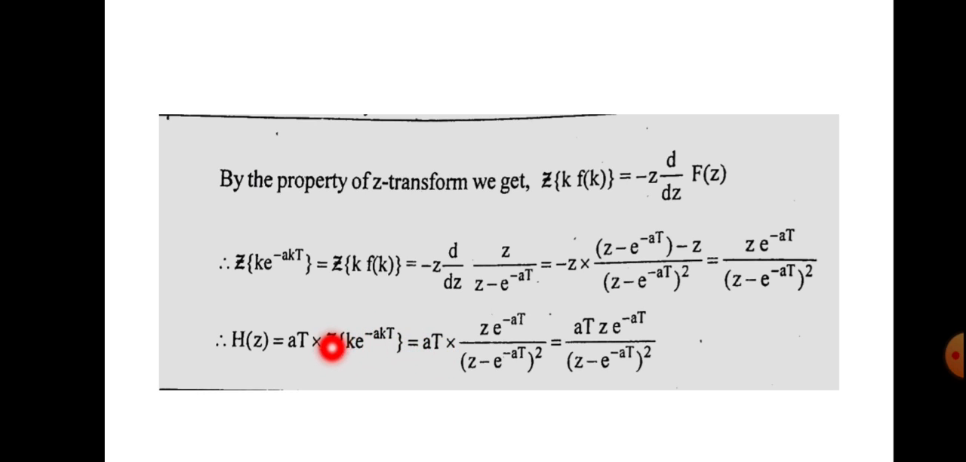So here we obtained this quantity, so we can put it there. So the final value of H of z will be equal to at into z into e raised to minus at by z minus e raised to minus at, whole square. So this is the way to find the Z transform from the S domain transfer function. In order to find it, we have to know the inverse Laplace transform, and also we know the calculation for the Z transform. So that's all about this problem.